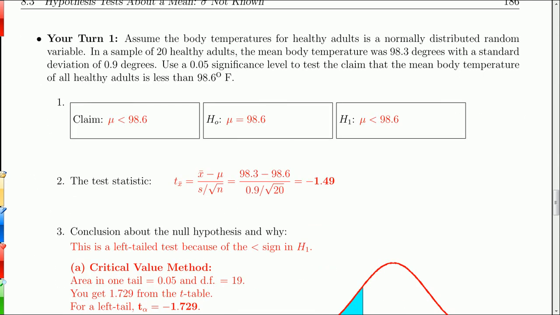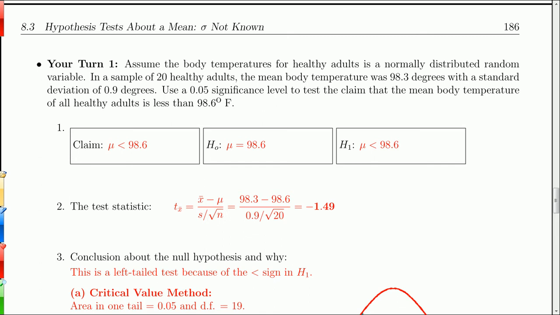All right, so your turn 1, we're going to assume the body temperatures, and this is the one from way back in 8.1. We'll assume the body temperatures for healthy adults is a normally distributed random variable in a sample of 20. We can use that small sample because we're assuming that the parent population is normally distributed. In that sample of 20, the mean was 98.3. The standard deviation of that sample was 0.9.